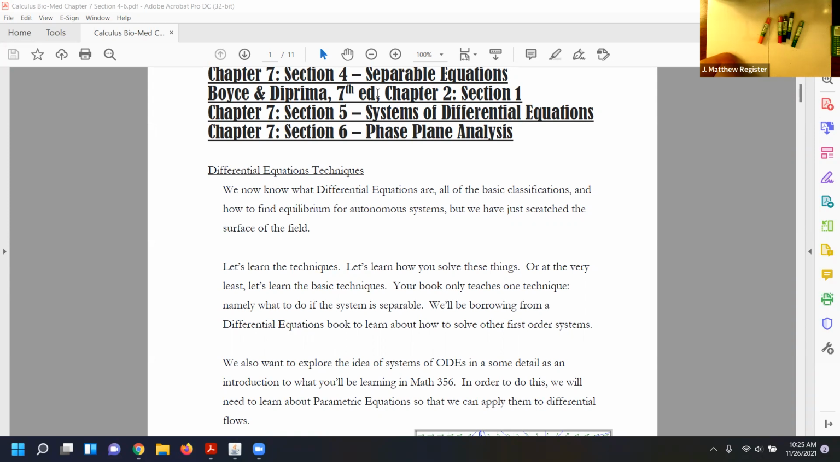Basically, there's a lot of different methods for solving differential equations. Your textbook really only explores a couple, and there's one big one which is skipped. And so I wanted to make sure that we at least see that. I don't think it'll be in your online homework, but that's okay.